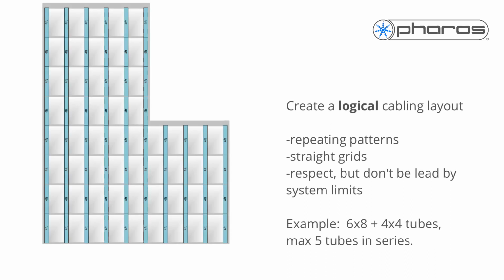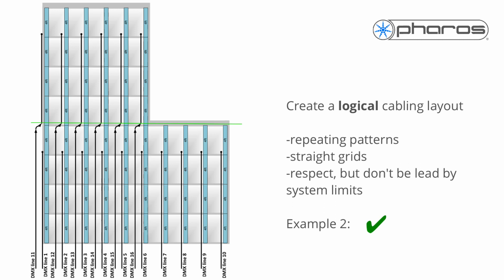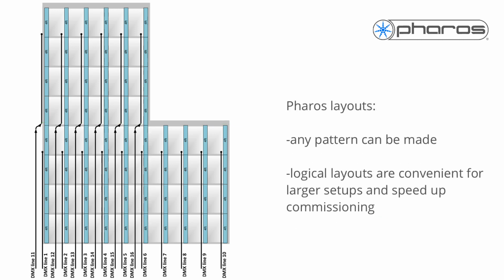One more example, let's assume that 5 tubes can be connected in series, and cabling can only come from the bottom. Instead of wiring the first 5 tubes together, it is simpler to wire 2 groups of 4, creating a regular block at the bottom. I'd like to repeat that all examples are possible with Pharos, but for large projects we know that it speeds up commissioning if you follow this advice.